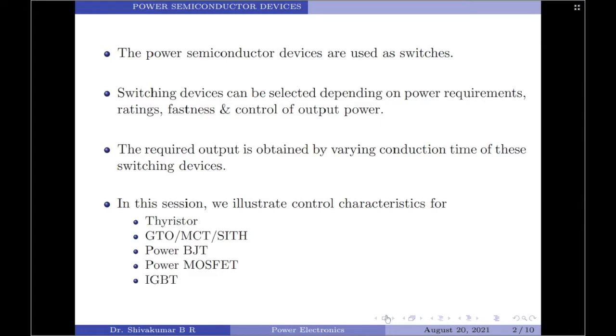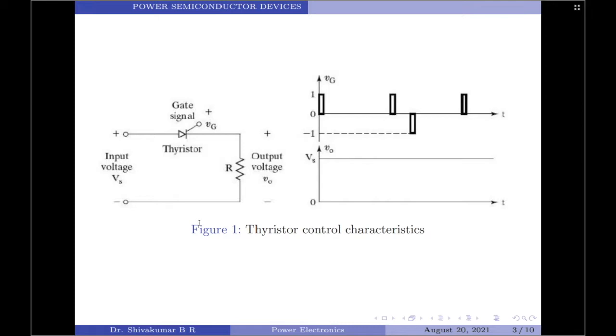Since the control terminal plays a very important role in the biasing of these devices, these characteristics are also called control characteristics, and in this session I will illustrate the control characteristics for these semiconductor devices listed here. I'll start with a thyristor, and this is what the control characteristics for a thyristor would look like.